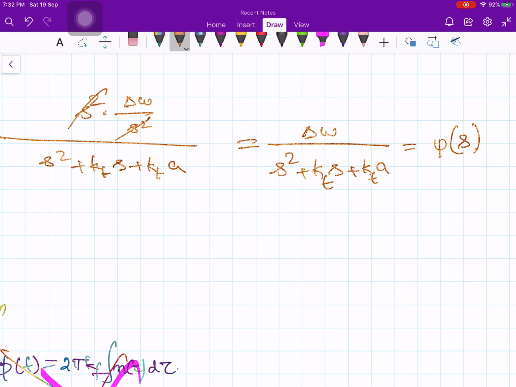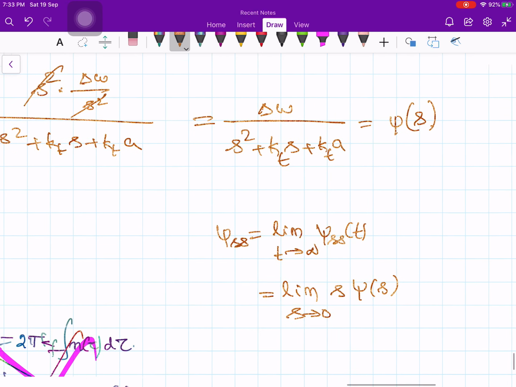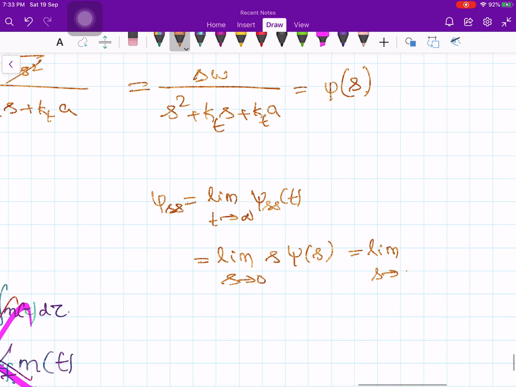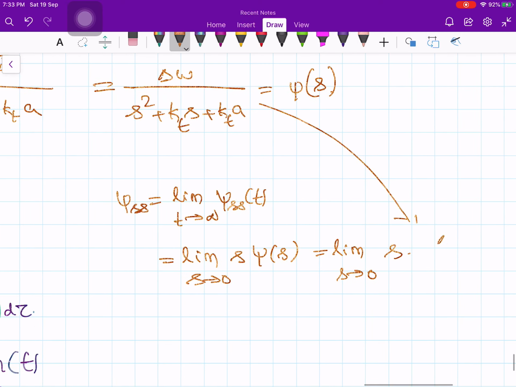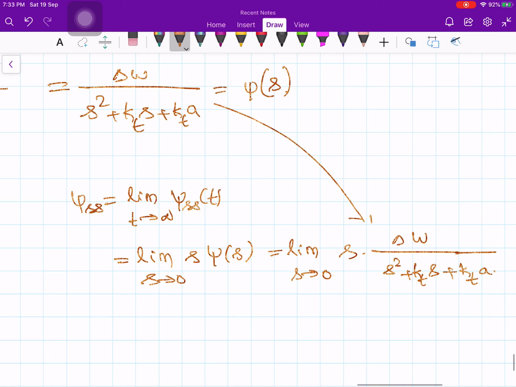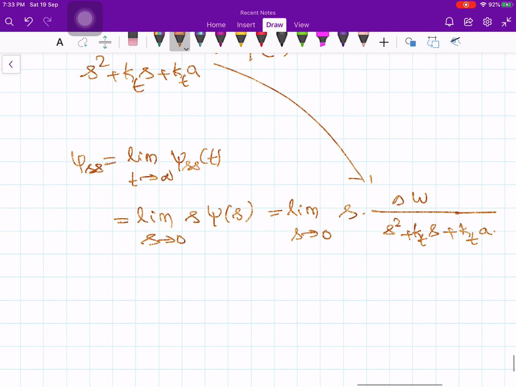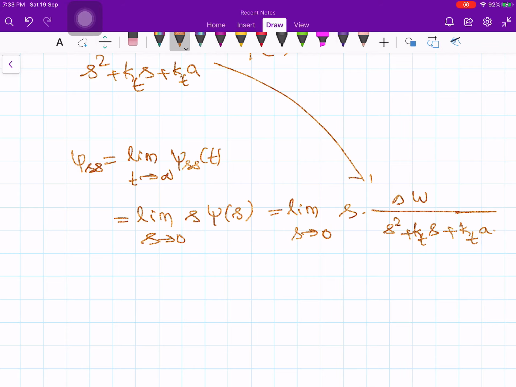Now use the final value theorem. What does the final value theorem say? Psi suffix ss is equal to limit t goes to infinity psi ss of t, and this is limit s goes to 0 s times psi of s. So limit s goes to 0 s times the whole thing, delta omega whole divided by s squared plus k suffix t s plus k suffix t times a. So when s goes to 0, this becomes your steady state error, psi ss equals 0.